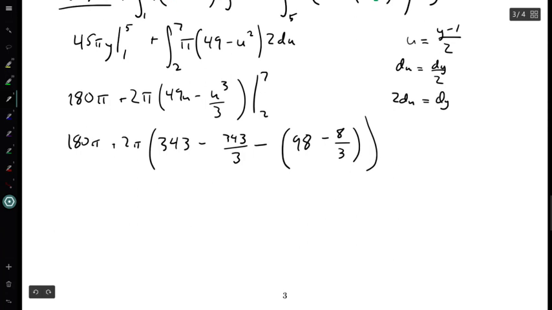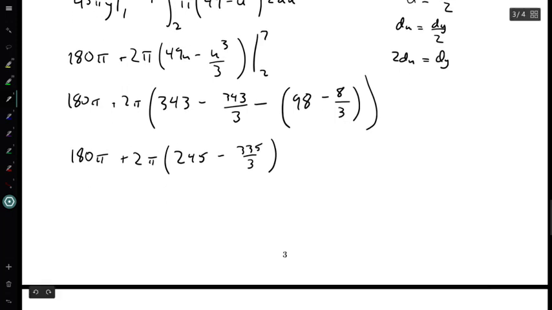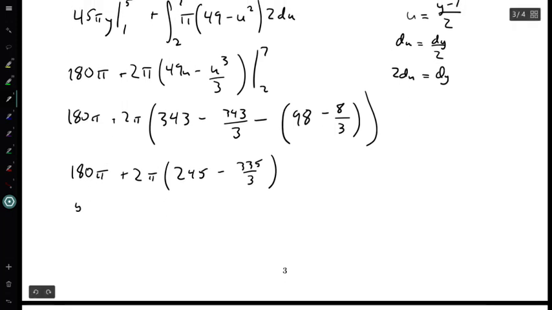All right, let's keep going. So let's see, we have 180 pi here. We have plus 2 pi. We're going to have 343 minus 98 is going to work out to be 245. Minus 343 over 3 plus 8 over 3 is going to work out to be a minus 335 over 3. We want to convert everything into thirds so that we have some common denominators here. So we're going to have 540 thirds times pi. We're going to have 2 pi, 245 is 735 thirds, minus 335 thirds.